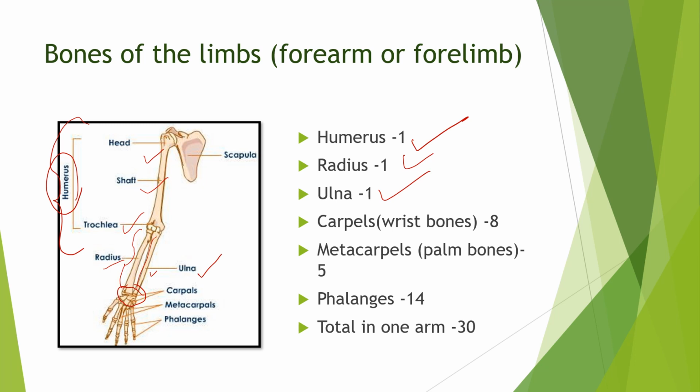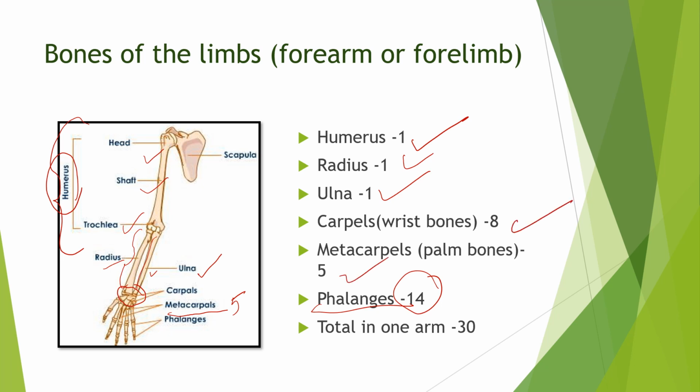Then comes the palm bones, that is the metacarpals. Metacarpals are 5 in number. Here there are 5 palm bones. Then they are again subdivided into phalanges. Phalanges, there are 14 in number.